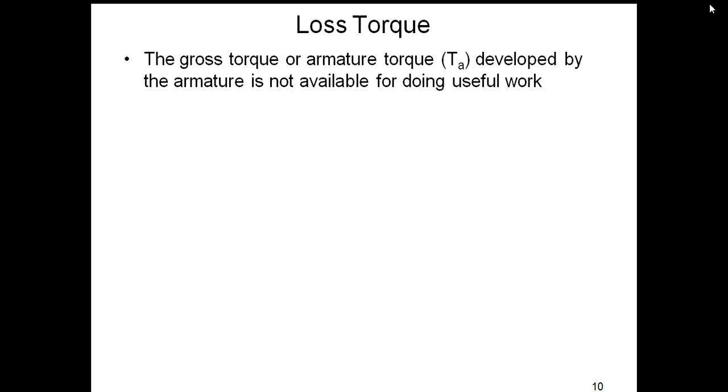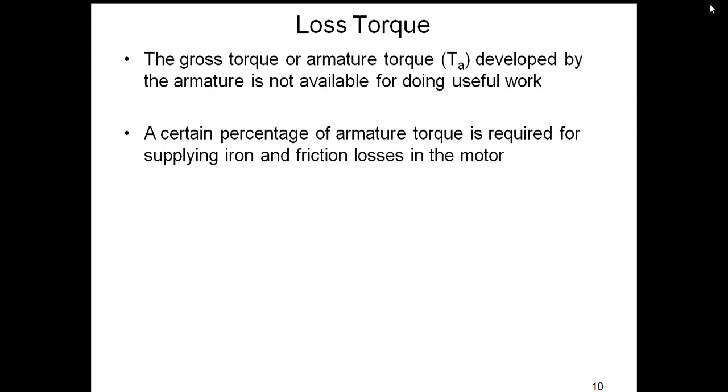Let us see, the gross torque or armature torque developed by the armature will not be available for doing useful work, because a certain percentage of armature torque is required for supplying iron and friction losses in the motor.